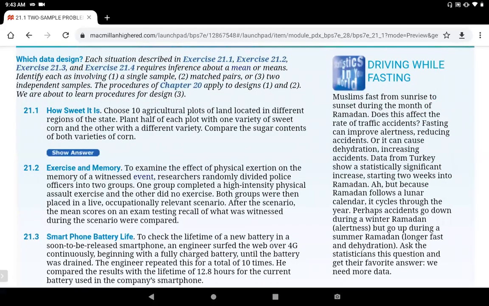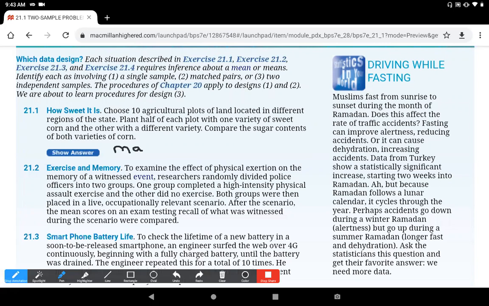Number 1 reads, how sweet it is. Choose 10 agricultural plots of land located in different regions of the state. Plant half of each plot with one variety of sweet corn and the other with a different variety. Compare the sugar contents of both varieties of corn. This is a matched pairs design. Each plot is a matched pair.